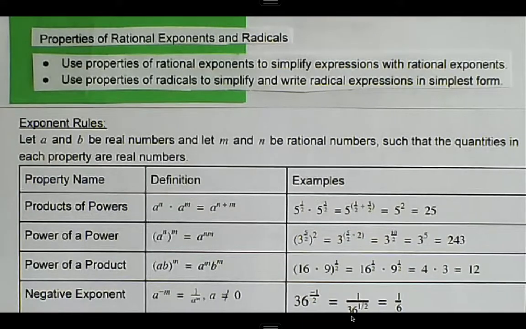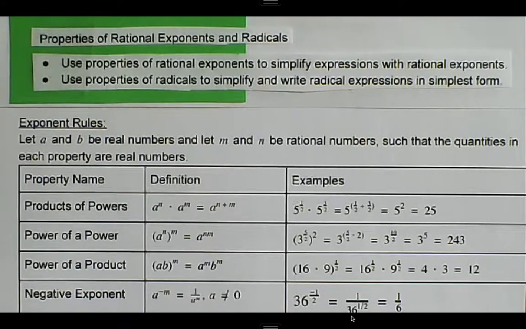To start with, we have to set the base, or to understand what each variable means. So let A and B be real numbers. So real numbers, anything that's not imaginary. So negative values, decimals, fractions. And let M and N be rational numbers. So those are fractions, any number that can be expressed as a fraction, such that the quantities in each property are real numbers. So again, we're not dealing with imaginary numbers.